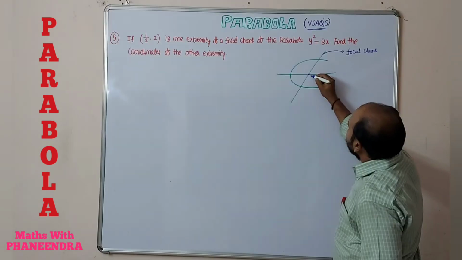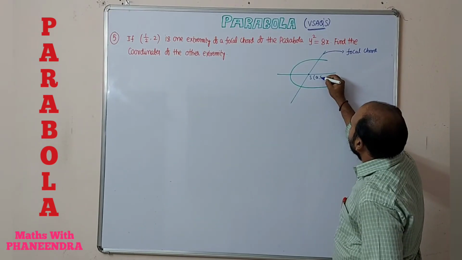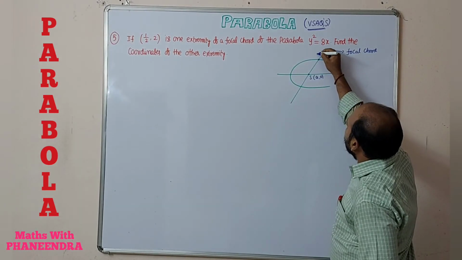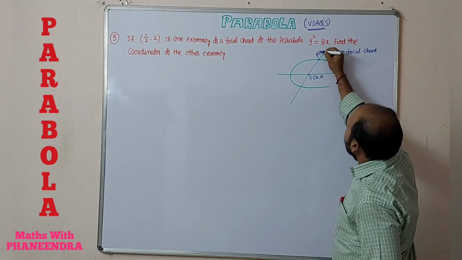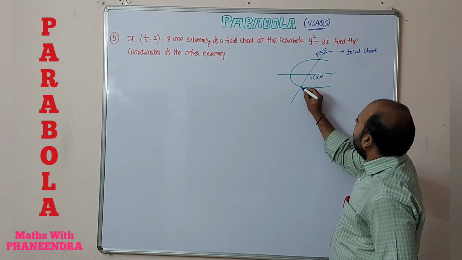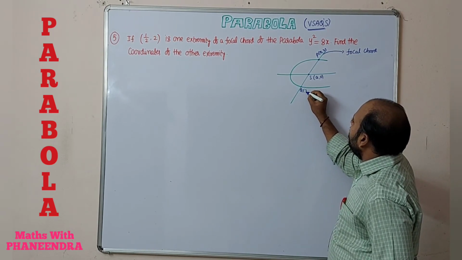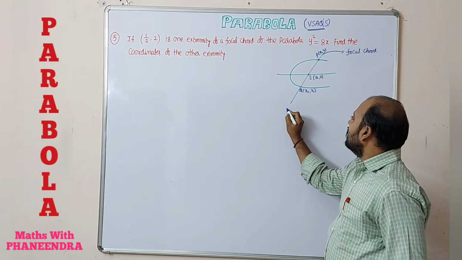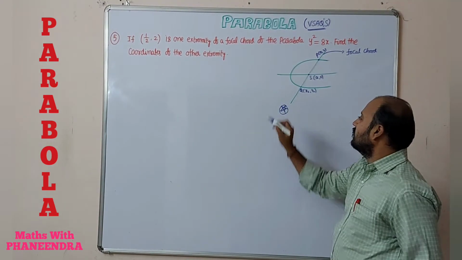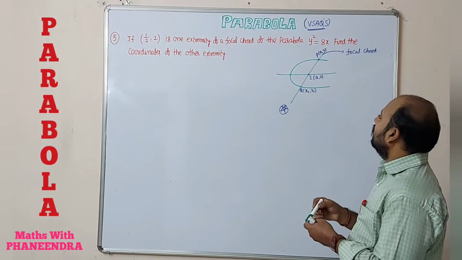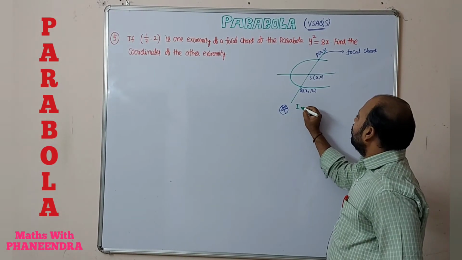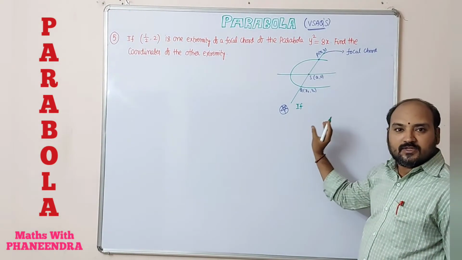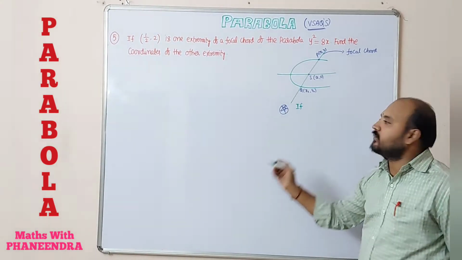This is focus S(a, 0). The ends of the focal chord, the extremities of the focal chord, P(x1, y1) and Q(x2, y2). The standard results which I am going to mention here. In public examinations also you have to write this property, this result and do it.